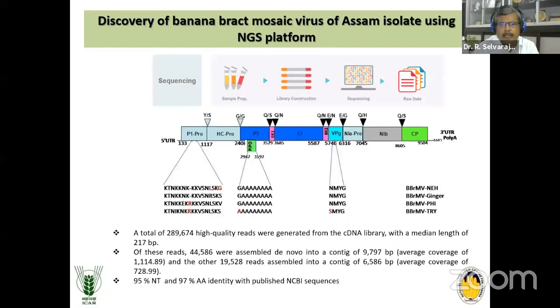Then we also did it for banana bract mosaic virus collected from Assam. Out of these many high quality reads, we were able to get the entire virus with very good sequence data, and we have communicated this paper on banana bract mosaic virus using an NGS platform.